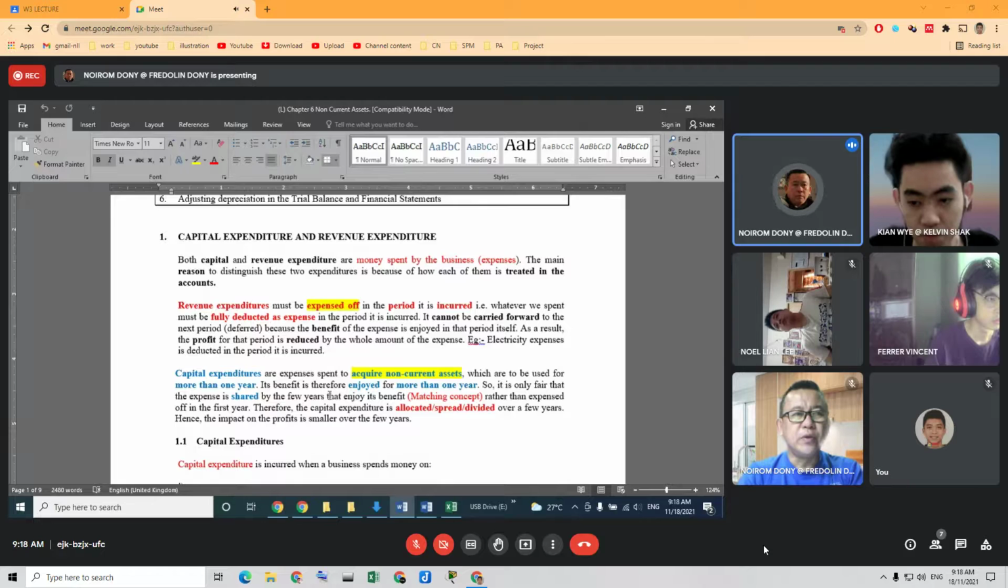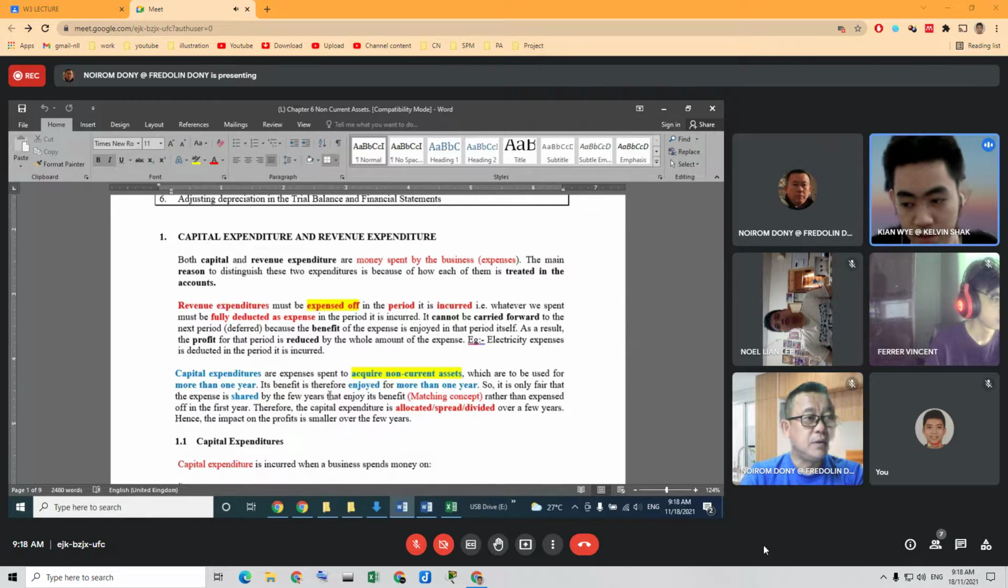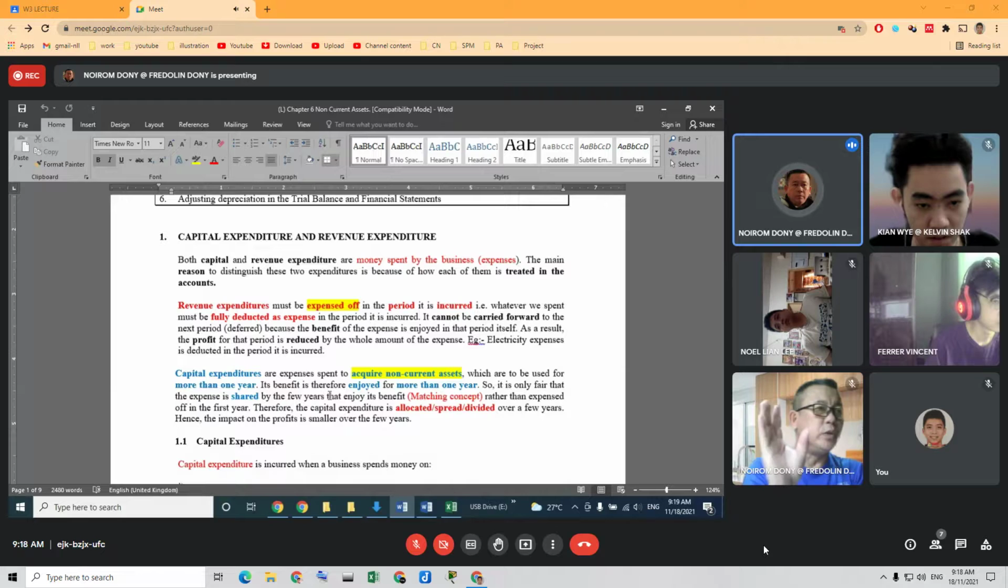Okay, revenue expenditure, not the sales. Revenue expenditure is the purchases, the salary, utilities, the petty cash used to buy something. Petty cash is different, an asset. But what I mean is the payment that is paid through the petty cash. Those are expenses. So that expenses is revenue expenditure.